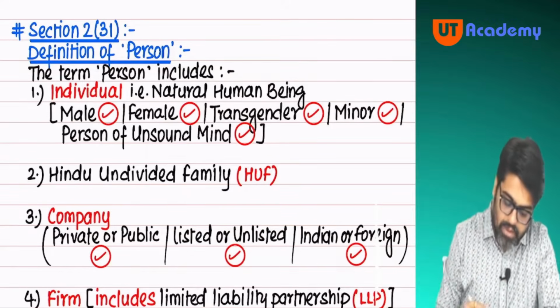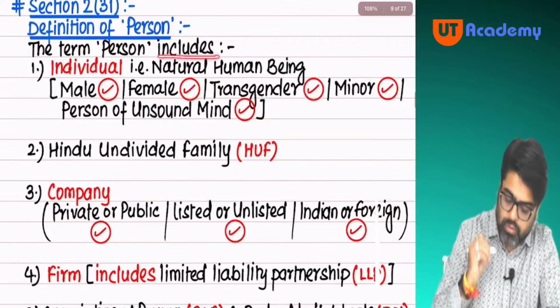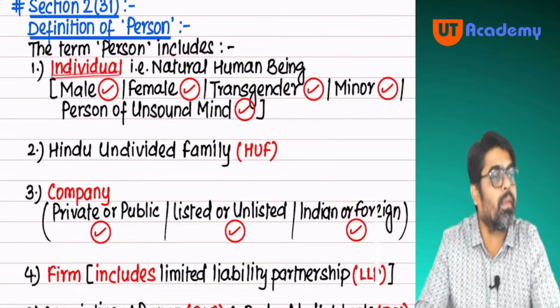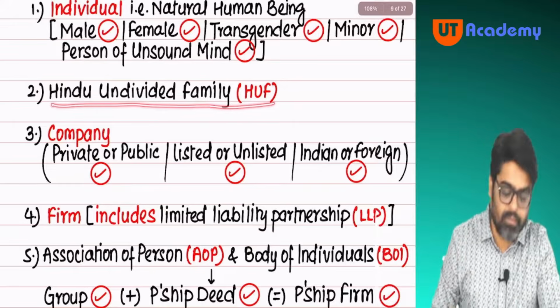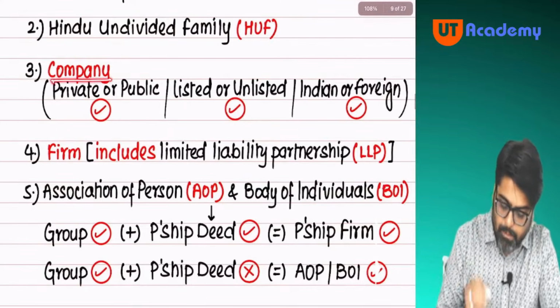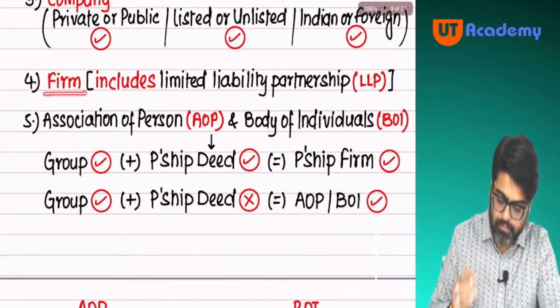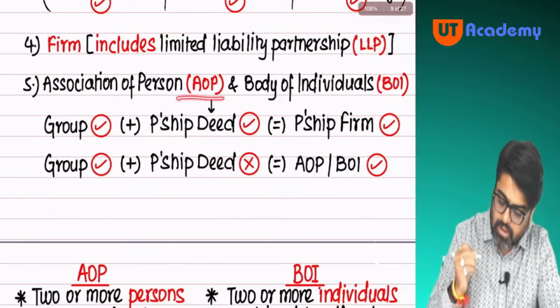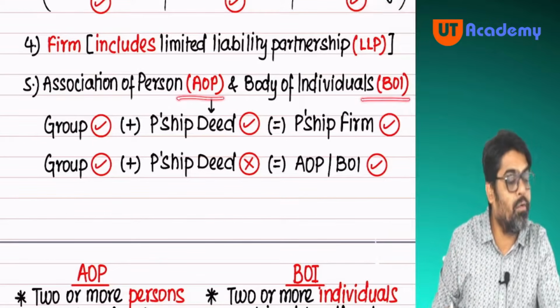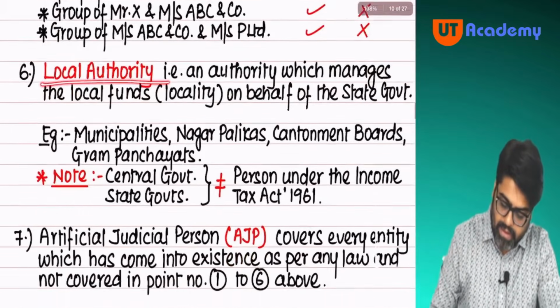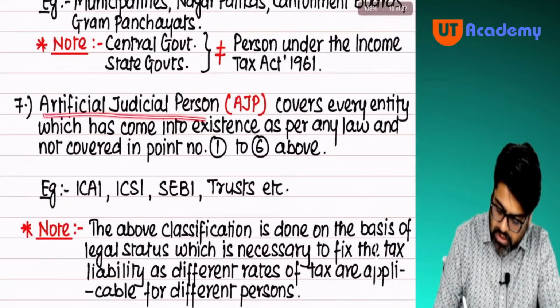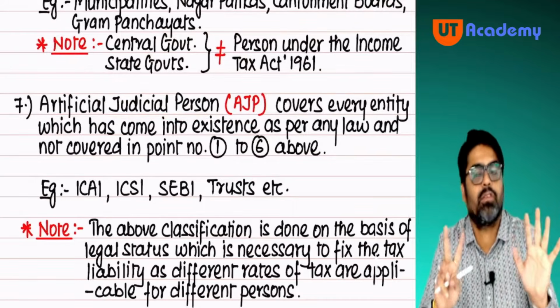Yes or no? See, the term person includes, number 1, individual. Number 2, Hindu undivided family. Number 3, company. Number 4, firm. Number 5, association of persons and body of individuals. And number 6 is local authority. And number 7 is artificial judicial person. So there are 7 categories.